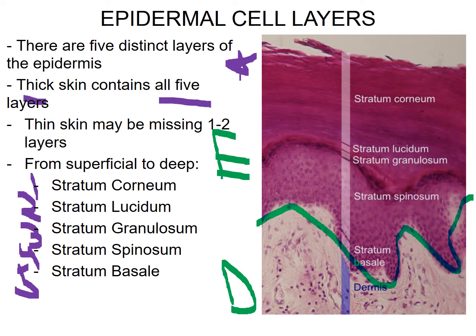In thin skin, what happens is usually the stratum lucidum is not there, and all the other layers are just a little thinner. They're just not as thick. So with the thick skin, all the layers are a little thicker, and then we have this extra layer called the stratum lucidum.